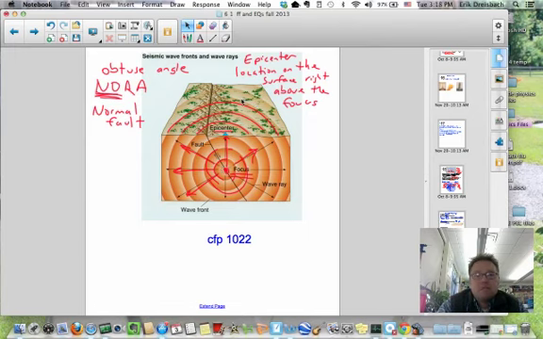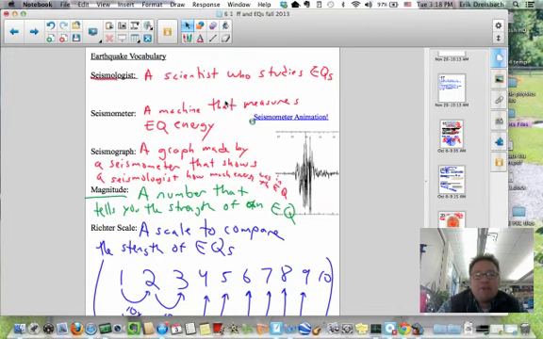Okay, some vocabulary. Seismologist: someone who studies earthquakes. This vocabulary is a little different from your book, but I want you to stick with these. I think these are a little bit better to remember. A seismometer is a machine that measures the earthquake energy, and the seismometer makes a seismograph, which is sort of like a graph made by the seismometer that shows a seismologist how much energy an earthquake has.